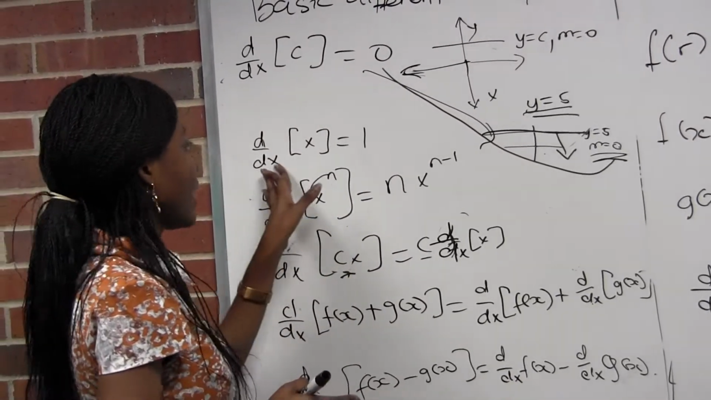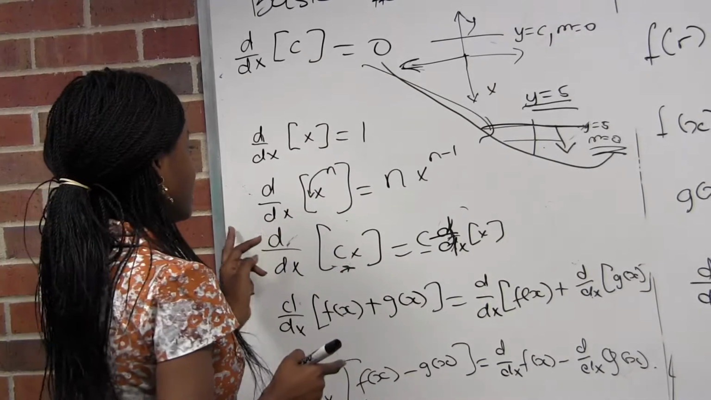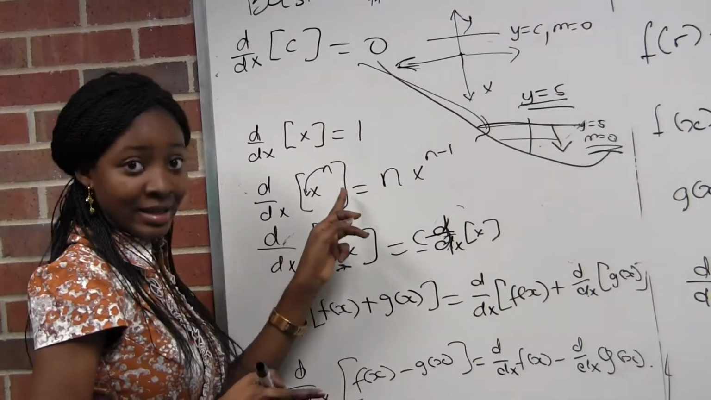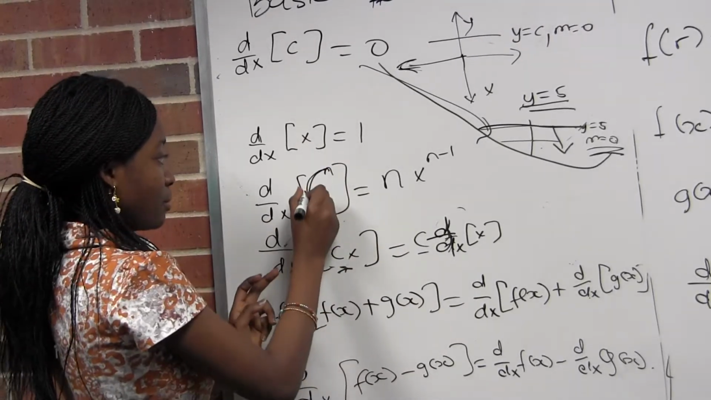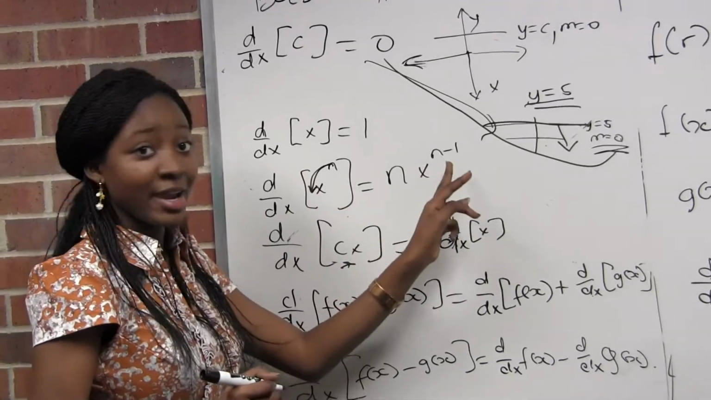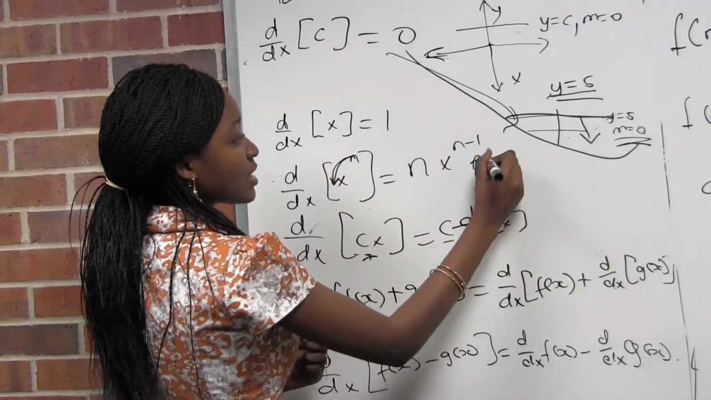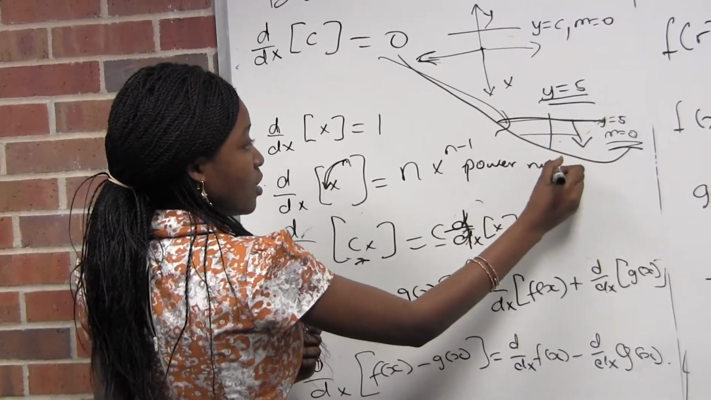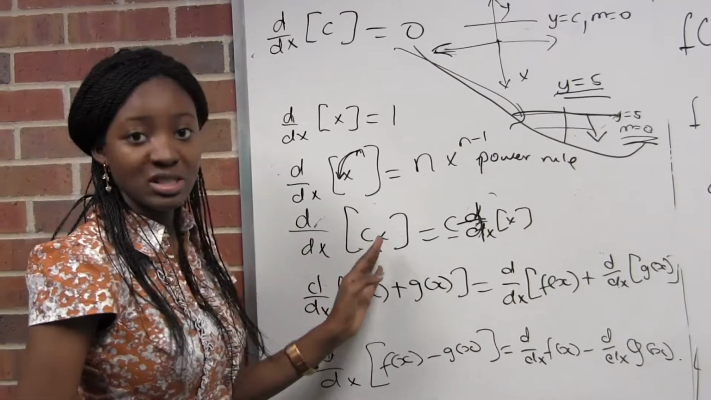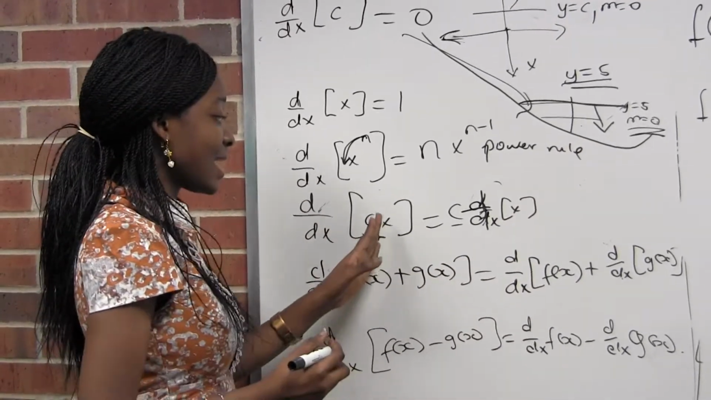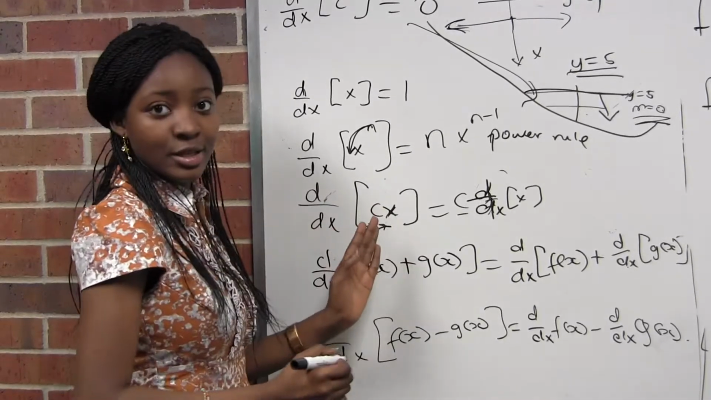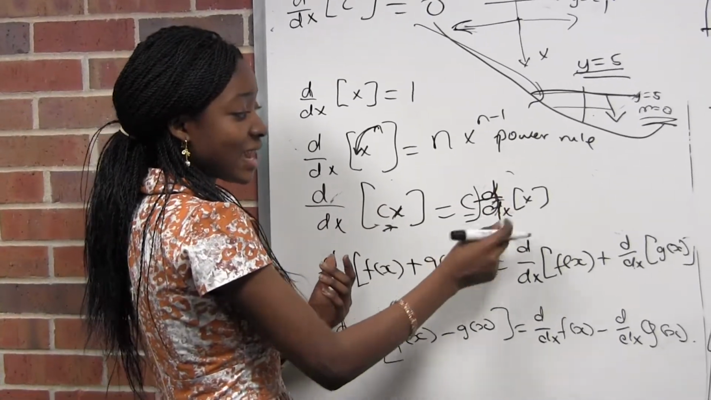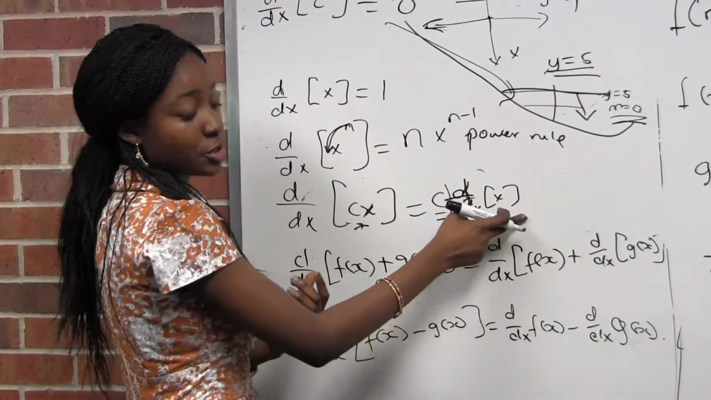Now I have the derivative of x, it's 1. The derivative of x to the power of n is n brought down x, n minus 1. This is referred to as the power rule. Moving on, I have the constant multiple rule. That's when I have a constant and I have a function of x. So my constant remains out, and then I find the derivative of the x function.